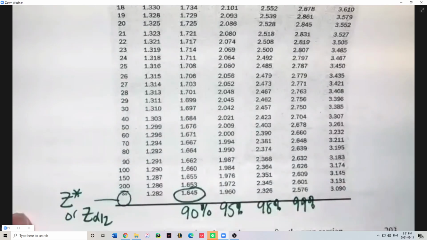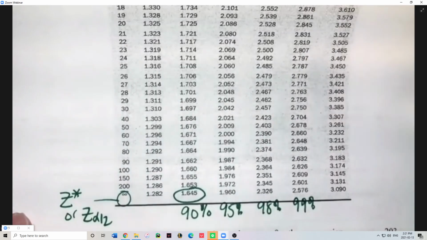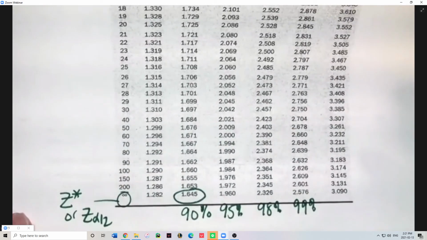Of course, if they give you something like 92%, then you can't just look it up on the t-table. I'll have to show you how to draw that out and calculate it using the Z table like the one we've been using for Z.